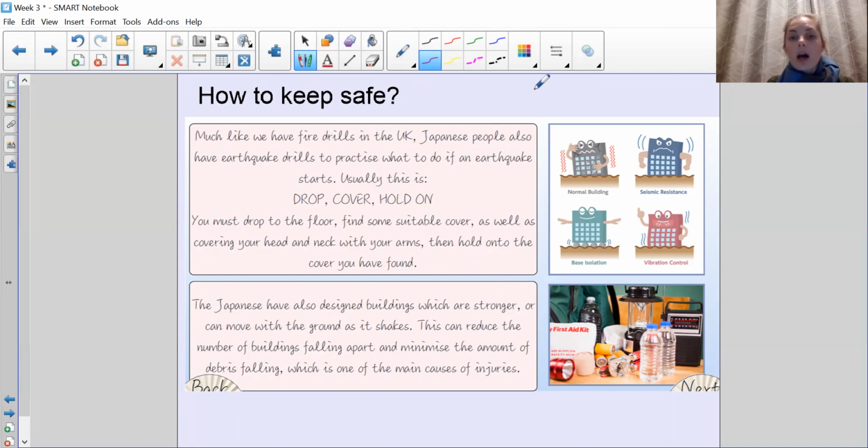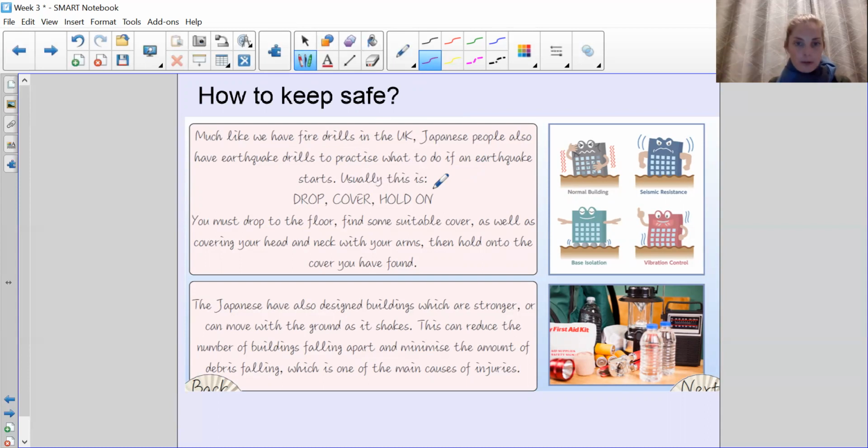Now, if you are in school, just like we have fire drills at school, you would be doing an earthquake drill, okay? And they have to practice what they would need to do in the event of an earthquake, right? So they have earthquake drills to practice what to do. And this is usually the drop, cover, hold on rule, okay?